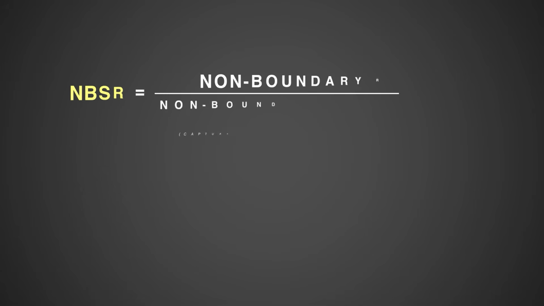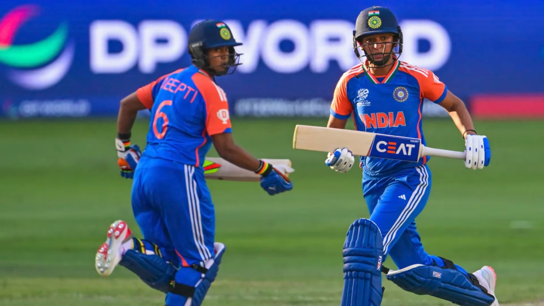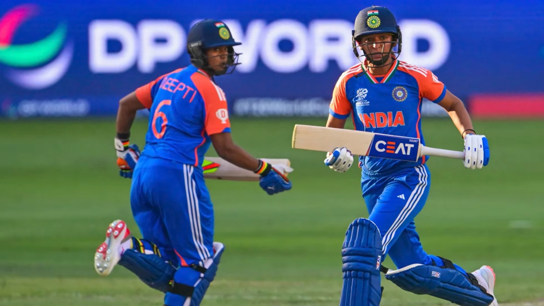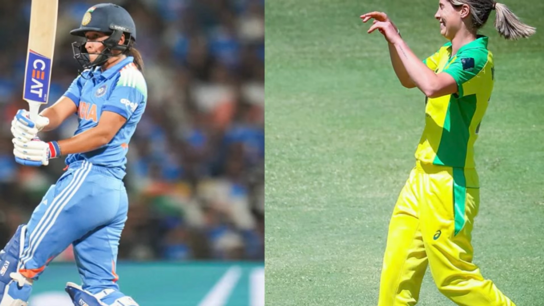Now, these are metrics I will talk about time and again, so if you don't know what non-boundary strike rate is, it's basically the strike rate of a batter if you remove all the boundaries, which indicates how well they're able to rotate strikes. So the Australian team having a better non-boundary strike rate says something, or in this series it really doesn't, because even though their overall non-boundary strike rate is better, we just outworked them and won them over in the power play itself.